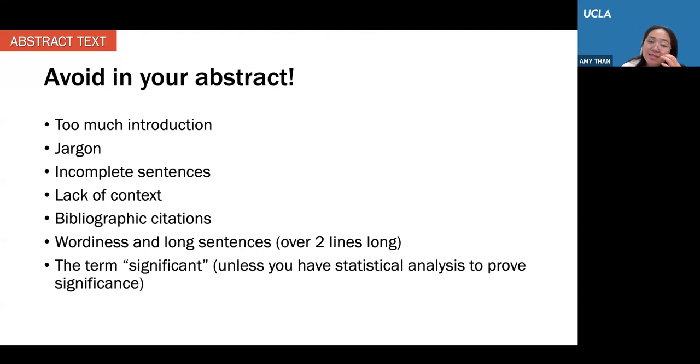The term significant should not be used unless there has been statistical analyses to prove significance. So if you ran certain statistical tests, you can say it's significant. But if you're just trying to say that your work is important, just say important. But the word significance is a loaded term in terms of research. So only use it if you actually have statistically significant data to share.